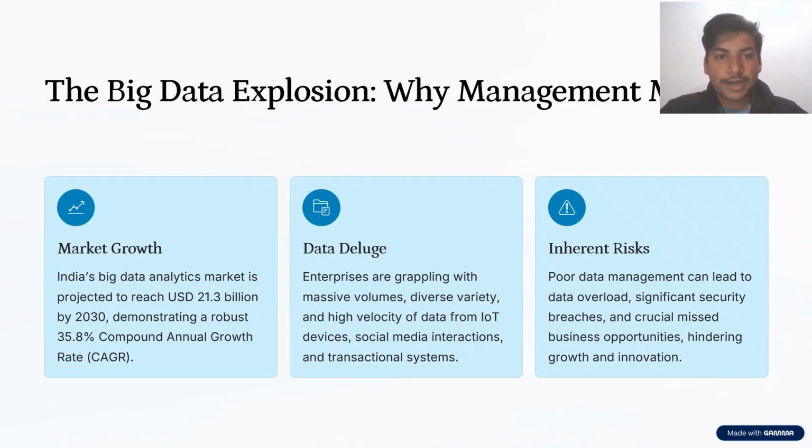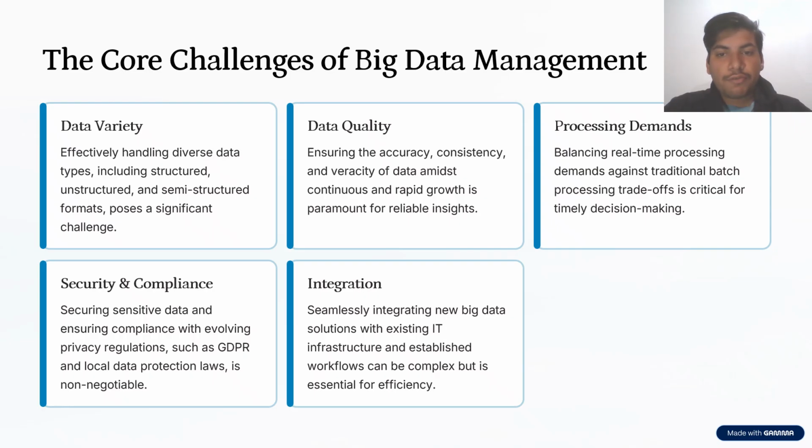Now, my next slide is the core challenges of big data management. There are five main core challenges. The first is data variety, the second is data quality, the third is processing demand, the fourth is security and compliance, and the fifth is integration.